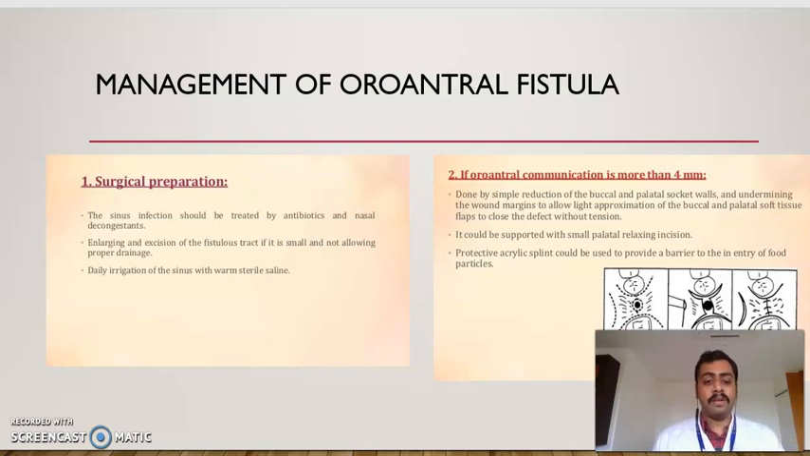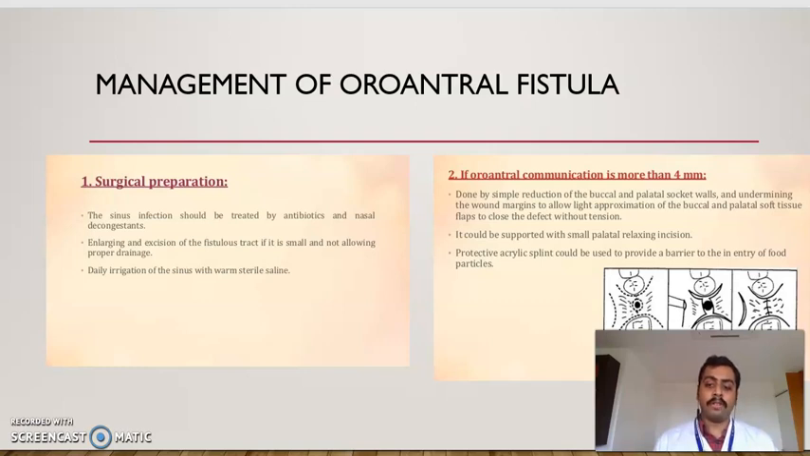Now we'll enter into the surgical management. The surgical preparation should be treated by antibiotics and nasal decongestion, enlarging and excision of the fistulous tract if it is small and not allowing proper drainage, and daily irrigation of the sinus with warm, sterile, saline solution. If the oroantral communication is more than 4 mm, it is done by simple reduction of the buccal and palatal socket walls and undermining the wound margins to allow light approximation of the buccal and palatal soft tissue flap to close the defect without tension.